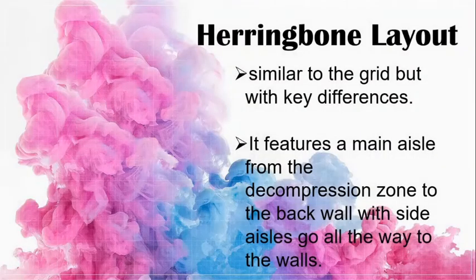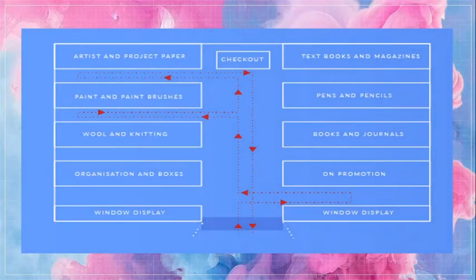So next is the herringbone layout. It is similar to the grid but with key differences. It features a main aisle from the decompression zone to the back wall, with side aisles that go all the way to the walls. So mao ni ang floor plan sa herringbone layout.